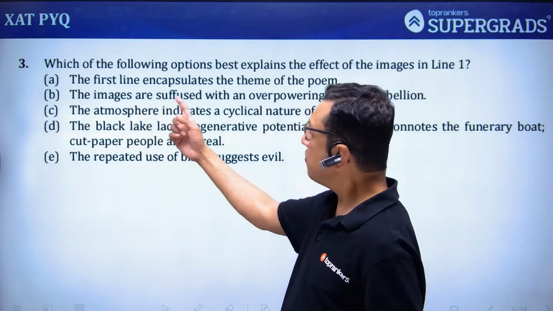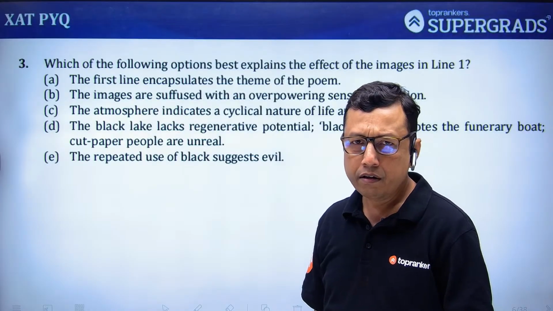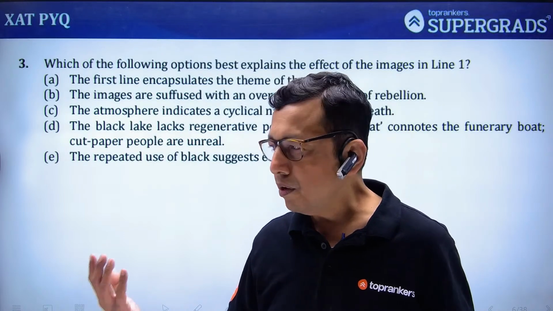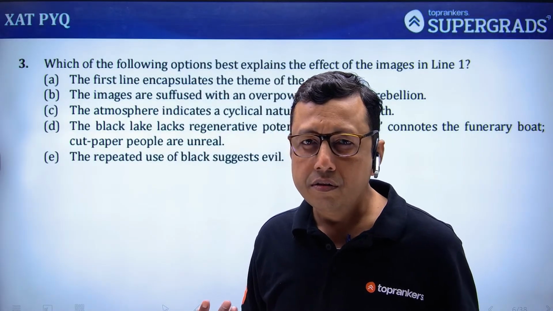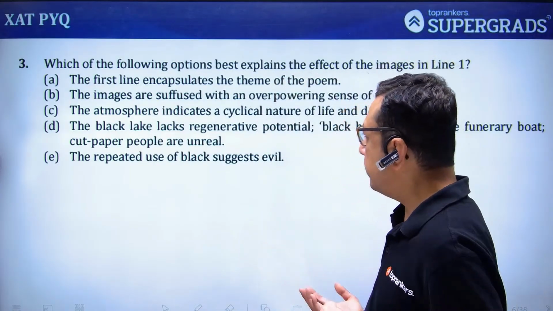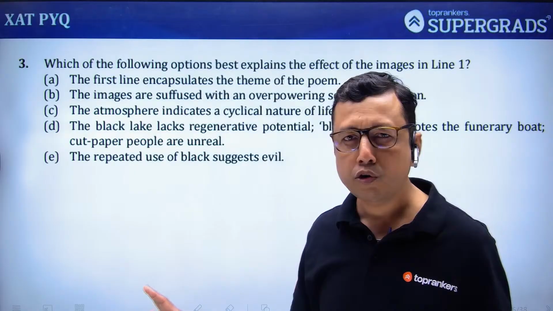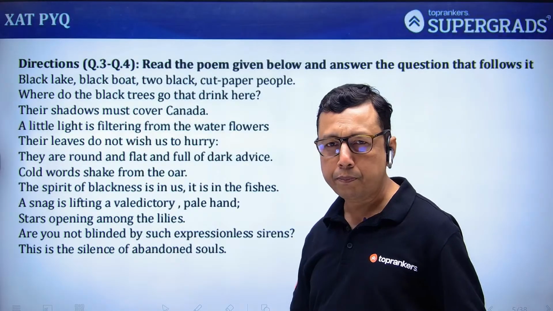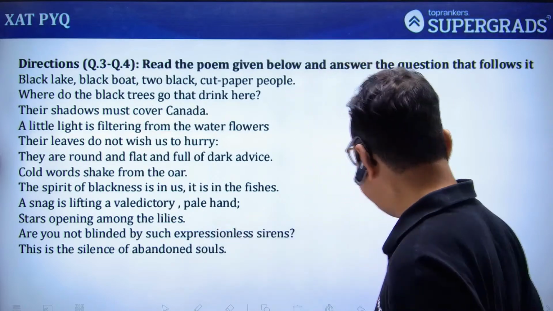Okay. The images are suffused with an overpowering sense of rebellion. Okay. How do we know this? A sense of rebellion means something is sort of rebelling. Okay. Talking back. So there is no symbolic representation of rebellion in any case. Right? It's not there. There is no symbolic suggestion. Rebellion की बात first sentence में तो बिल्कुल भी नहीं आ रही. Black lake, black boat, cut paper people. Doesn't talk about or even suggest rebellion in any case.